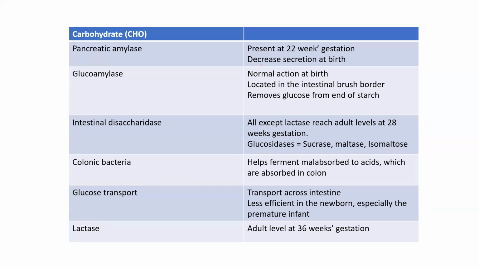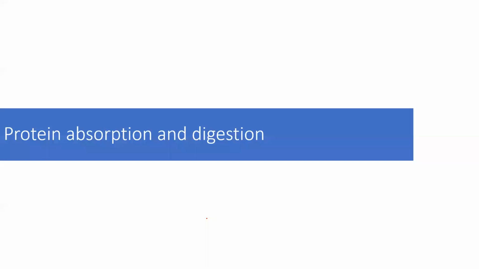Once the glucose or the disaccharide breaks down to the monosaccharide, either glucose, galactose or fructose, usually glucose is transported easily across the intestinal membrane. Okay. Lactase, we discussed it. We said it matures to the adult level around 36 weeks gestation.